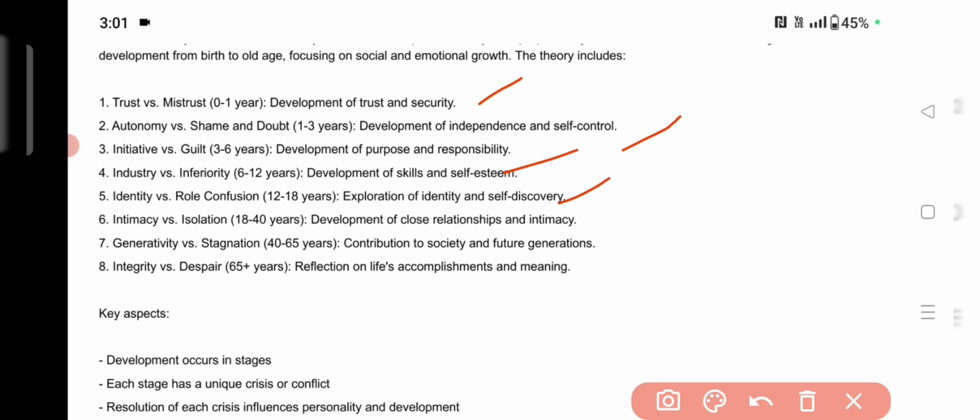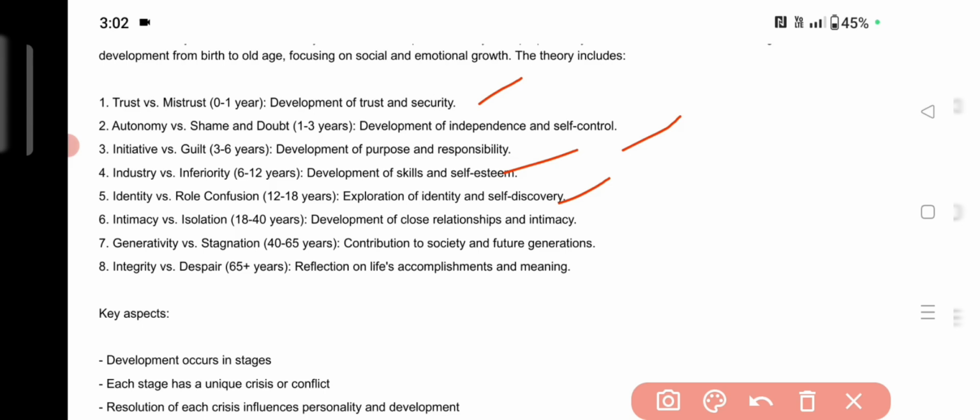If no one is encouraging them, and they are not able to present the skills and talents they have, then they will be in a situation of role confusion. This stage involves exploration of identity and self-discovery.